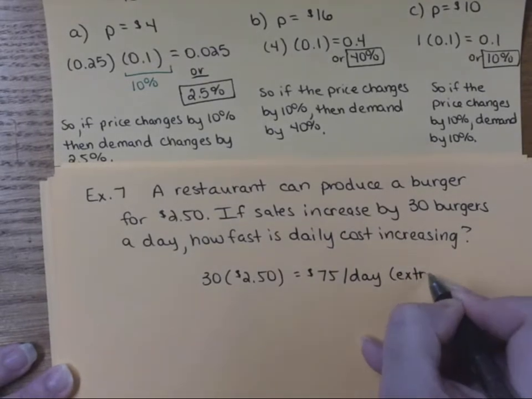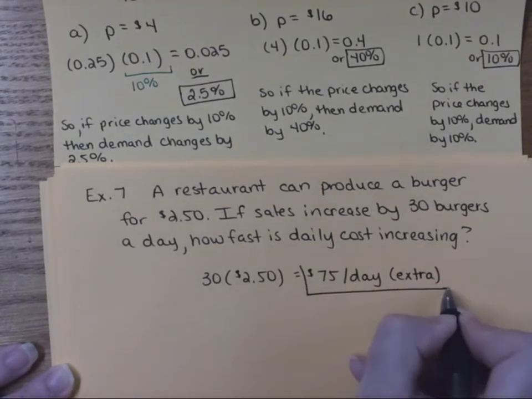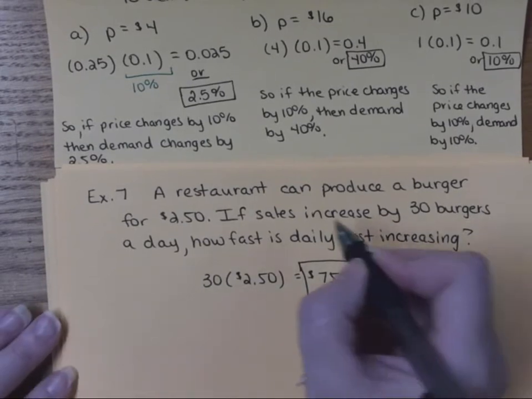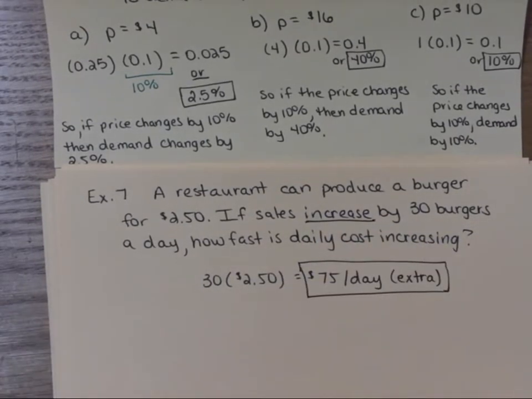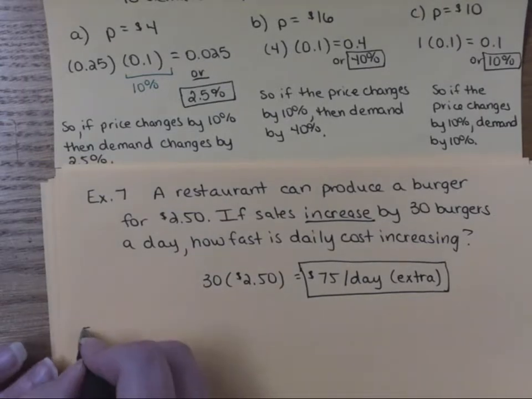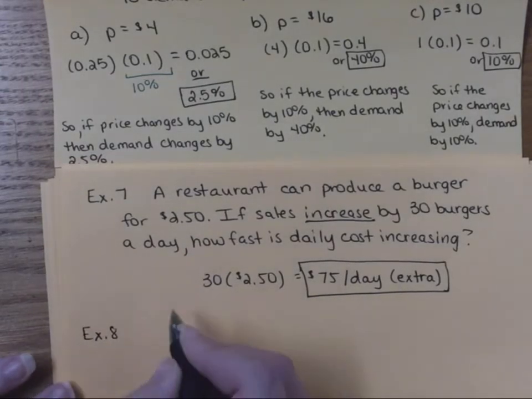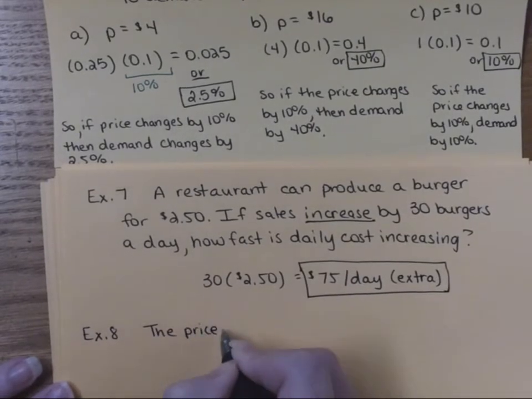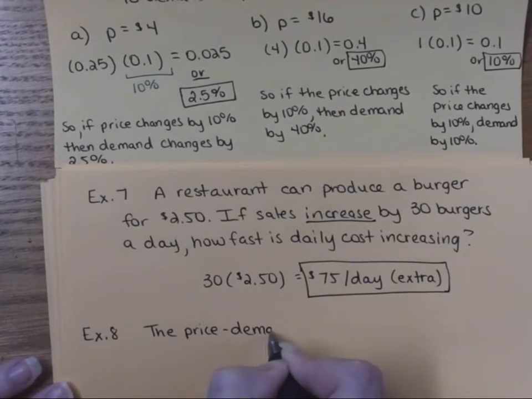So I'm going to say this. It's $75 per day on top of what you were already doing, right? Because we're increasing by 30 burgers. Okay, so whatever the cost was before, we're adding $75 to that because we're making 30 more burgers. So sometimes the problems really are kind of that simple, just asking you to use a little bit of common sense on that one.